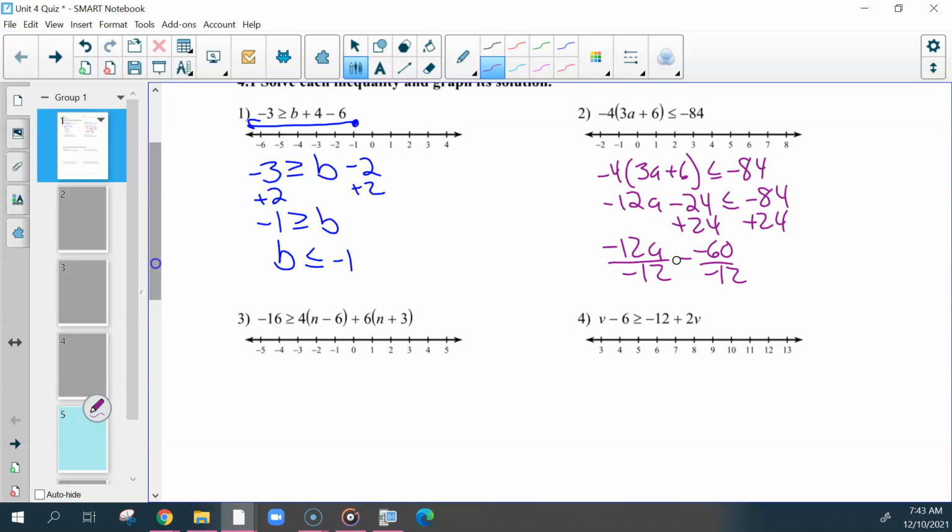Some of you forgot about that, and that threw your graph off. So this would then be a is now greater than or equal to -5. So this would be a closed circle going to the right.